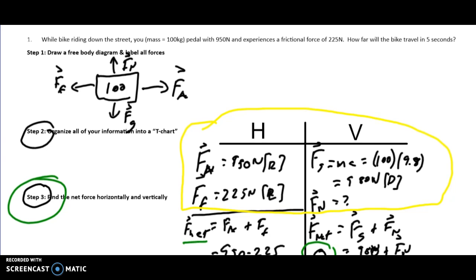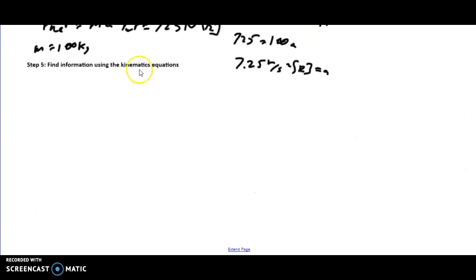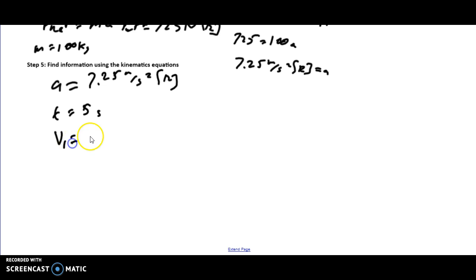So in this particular case, it's asking how far we traveled, not the acceleration. And this is where all the stuff from last week, the kinematics equations, comes into account. Okay, now we know the acceleration on the bike is 7.25 meters per second squared to the right. We know the time in this particular case is 5 seconds. We need to make an assumption here, and the assumption is if we're trying to race on a bike, that our V1 is going to be equal to 0. So our last question is how far do we go, and that's where our displacement comes in.